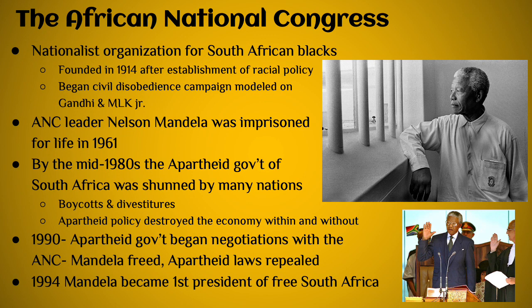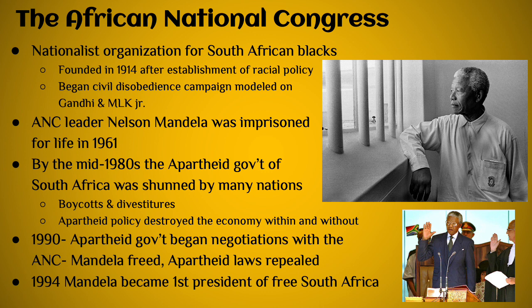The main liberation movement in South Africa was called the African National Congress. It was founded in 1914 after the official racial policies started being put into effect. They also had a civil disobedience campaign that they modeled on Gandhi, but by the 1960s, they were also modeling themselves on the American Civil Rights Movement.